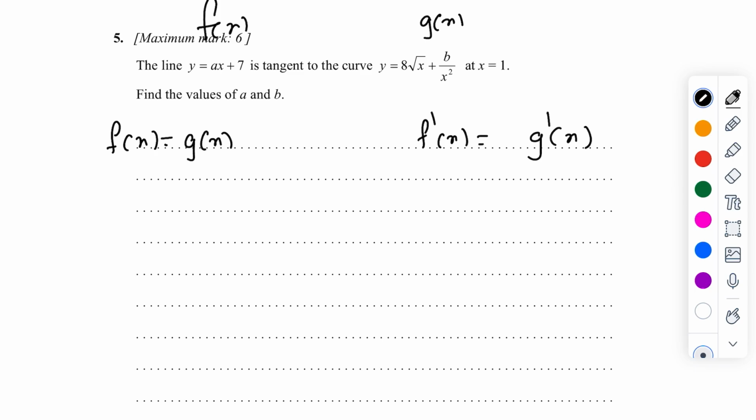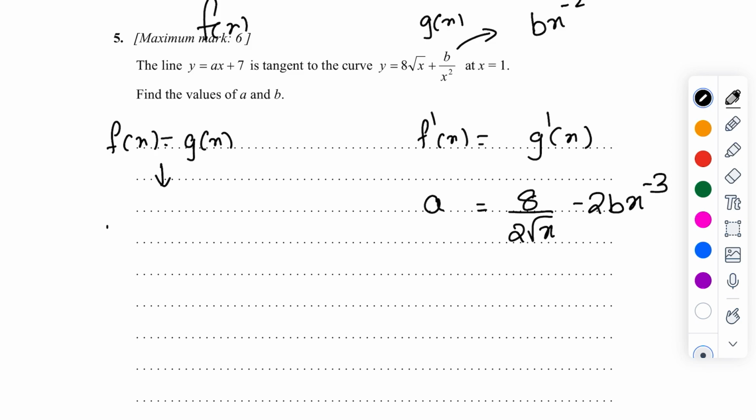Then f prime x, the derivative, is a, and over here it should be equal to the derivative of this one. So what does that become? 8 root x derivative is 8 upon 2 root x. Then this one was b x to the power of negative 2, derivative is minus 2b x to the power of minus 3. f of x equals g of x, so ax plus 7 should be equal to 8 root x plus b x to the power of negative 2. These are the conditions I got.